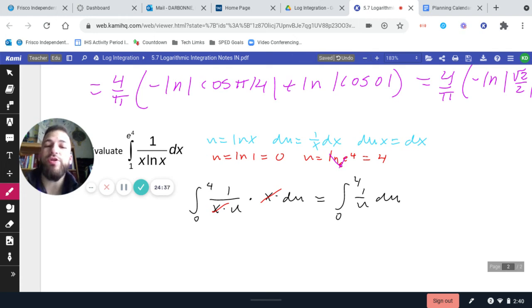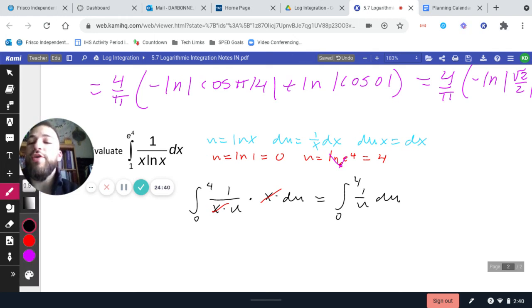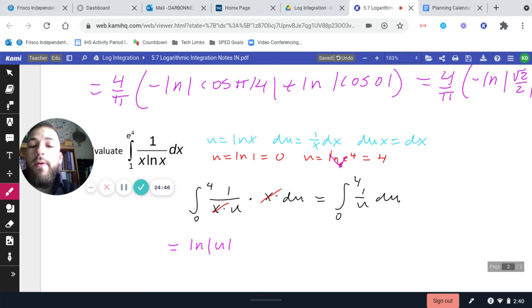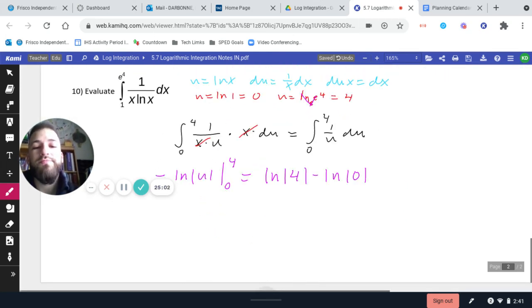I can apply my natural log. Okay, so the integral of 1 over u du is equal to the natural log of the absolute value of u, and I'm evaluating that from 0 to 4. So from here, this becomes the natural log of the absolute value of 4 minus the natural log of the absolute value of 0. And then as a final answer, natural log of the absolute value of 4 is just the natural log of 4.